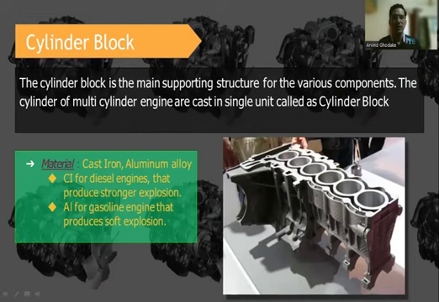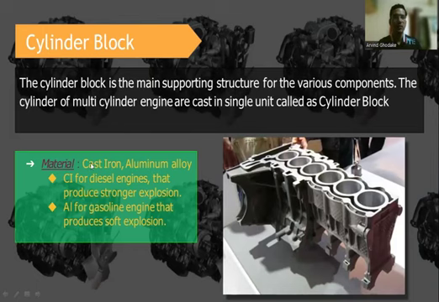You can see the cylinder block in the diagram. The cylinder block is the main supporting structure for the various components. The cylinders of a multi-cylinder engine are cast in a single unit called a cylinder block, where a number of cylinders are made for the engine.